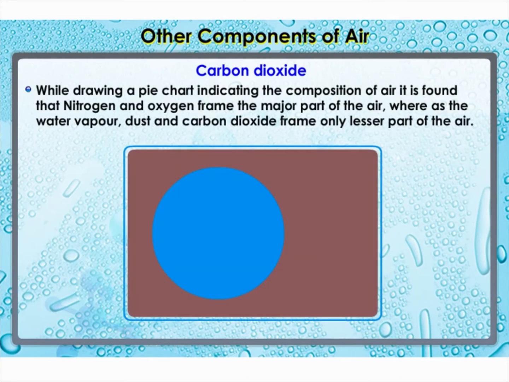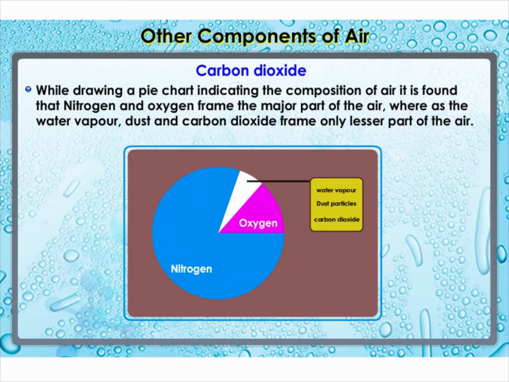While drawing a pie chart indicating the composition of air, it is found that nitrogen and oxygen frame the major part of the air, whereas water vapor, dust, and carbon dioxide frame only lesser part of the air.